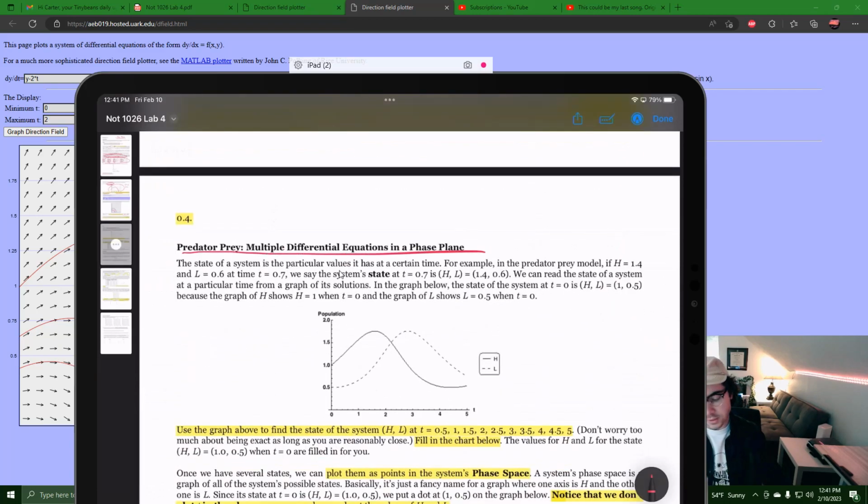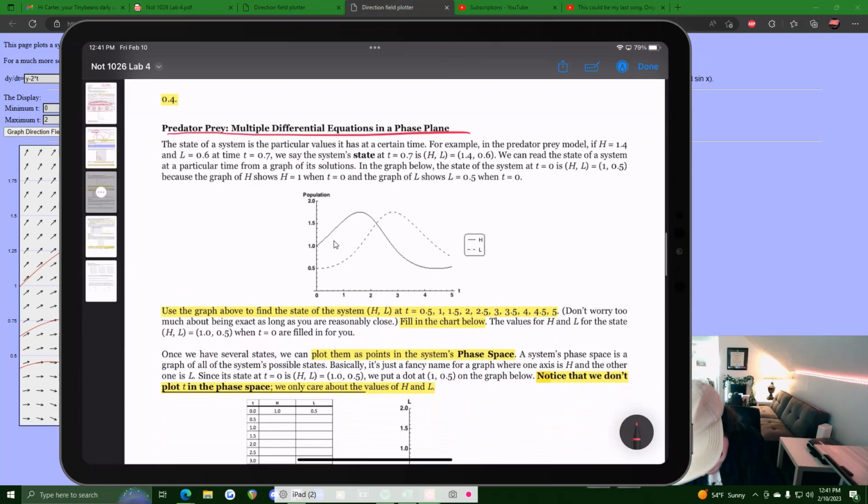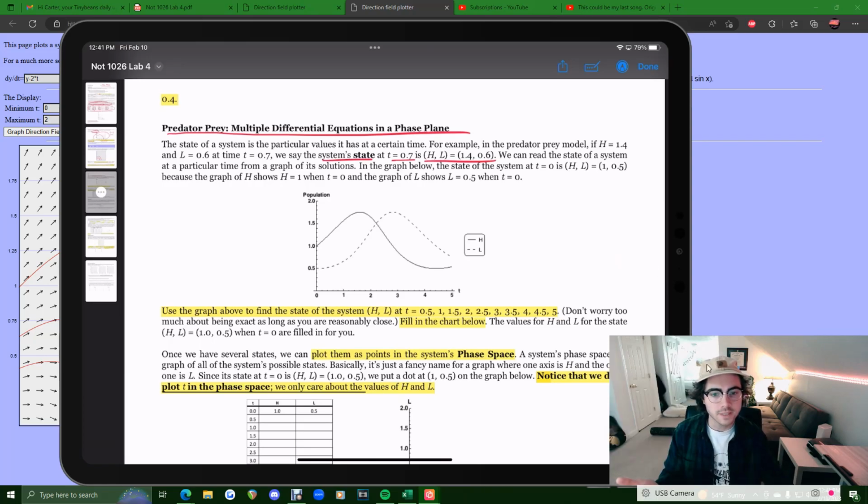Predator-prey, multiple differential equations in a phase plane. Let me make sure you can see these. Okay. So they say something about the system state at one time value, which is basically just the H and L values at that time. So to ask what's the state at this time is just another way of saying what's the H and L value at that time.